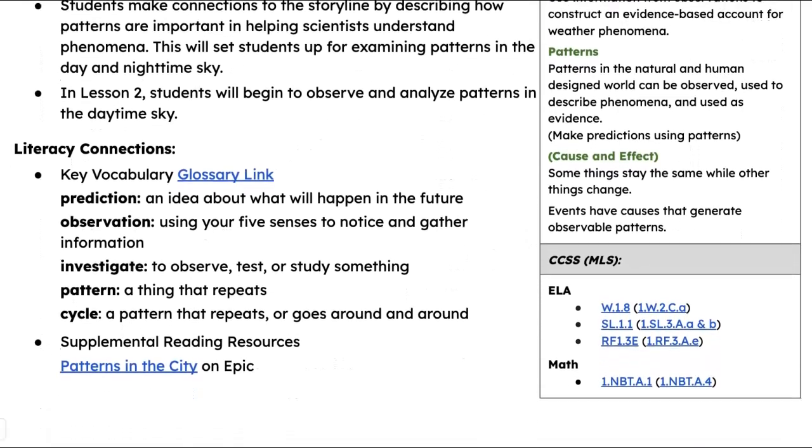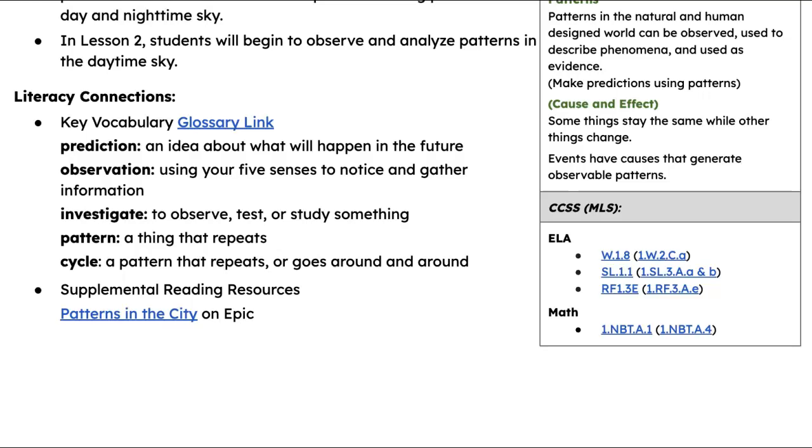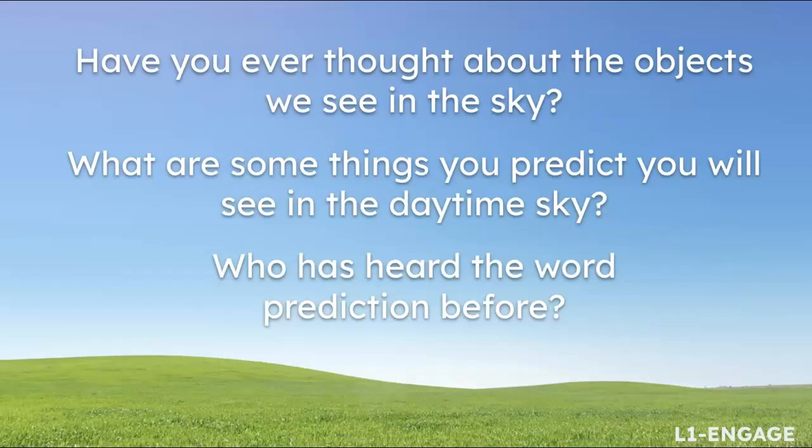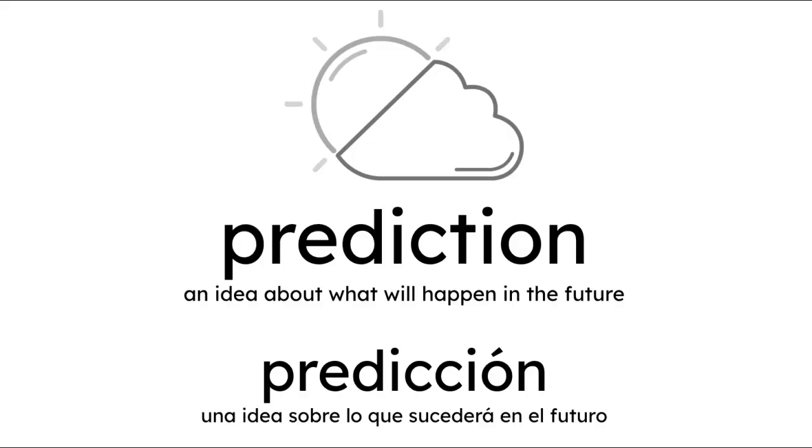This lesson will take approximately 5 days to complete. You'll begin the unit by introducing the anchoring phenomenon to students. You'll ask them questions about what they see in the daytime sky and if they are familiar with the word prediction. You can post and discuss the prediction vocabulary card.